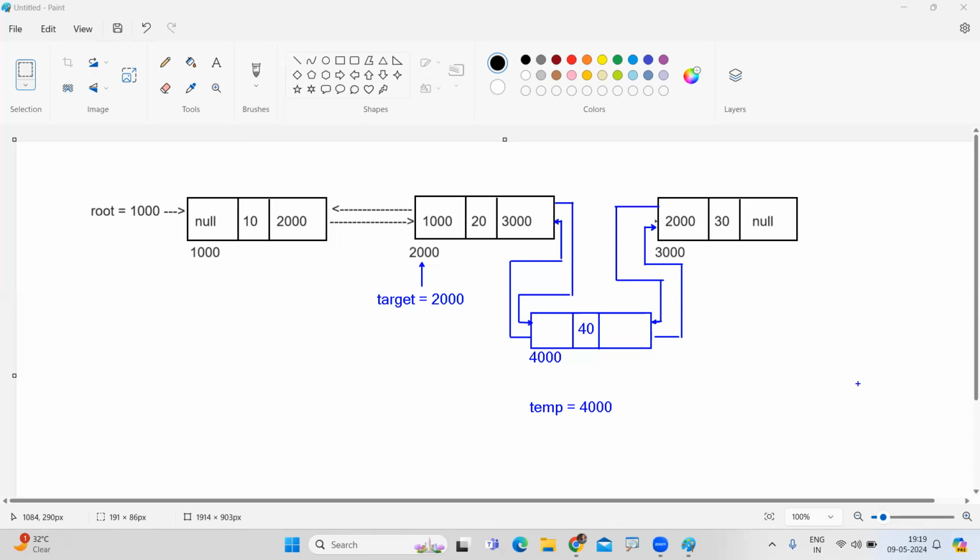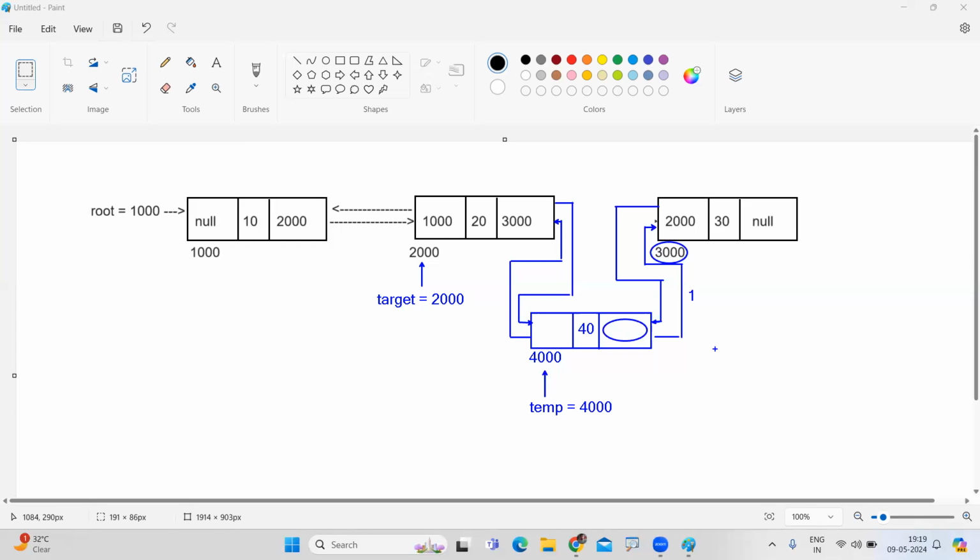Like this, connections are required. Temp value is 4000. Now I'm doing this one. First, observe this. This is important. First, this connection I want to do. First one, what is this? 3000. This 3000 you need to place here. Yes or no? Yes, 3000 you need to place here.